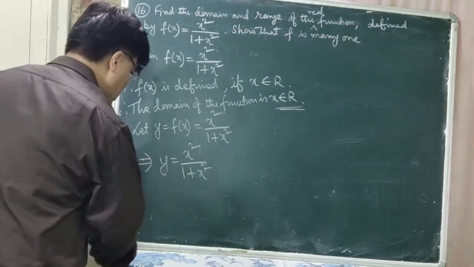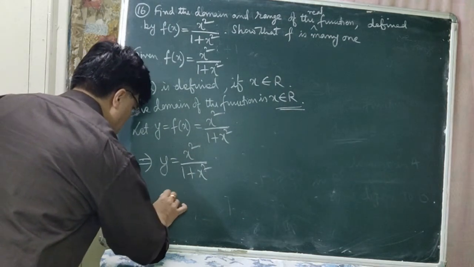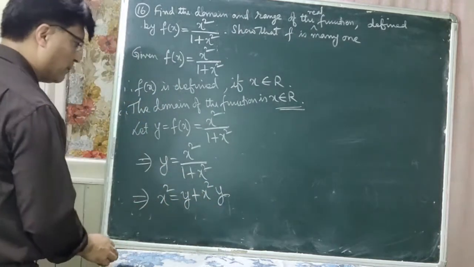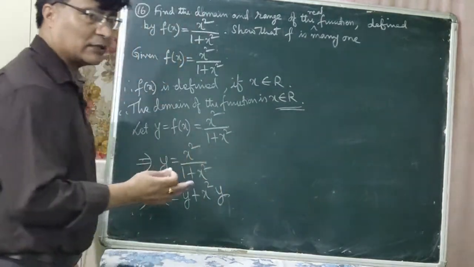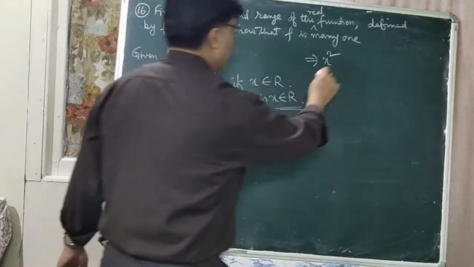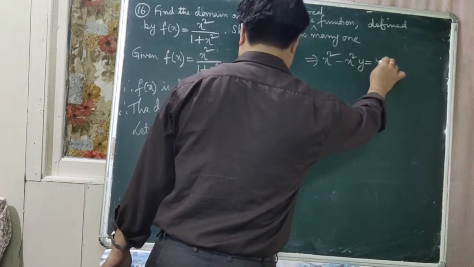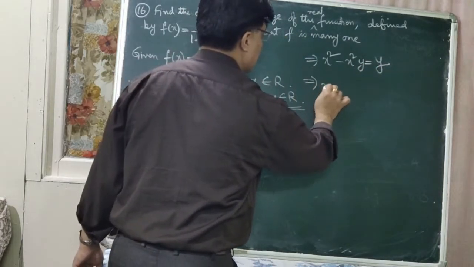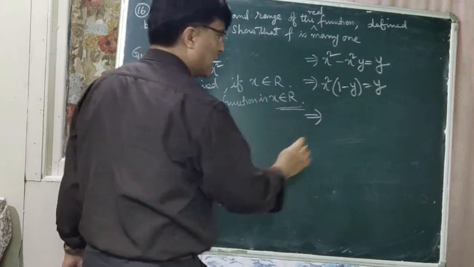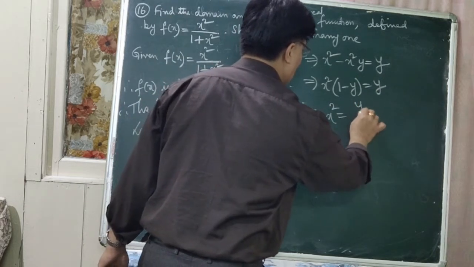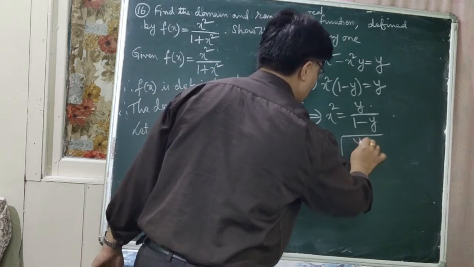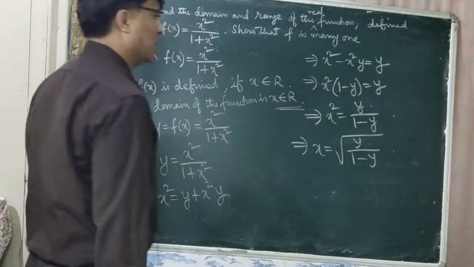Okay, so now let us do cross multiplication here. So it is x square is equal to y plus x square y. It is cross multiplied. So keep the terms containing x square on the left hand side. Which implies that x square minus x square y is equal to y. Which implies that x square is taken common, x square into 1 minus y is equal to y. Which implies that x square is equal to y upon 1 minus y. Which implies that x is equal to root over y upon 1 minus y.